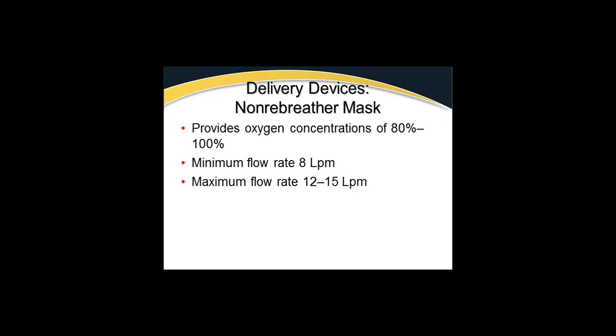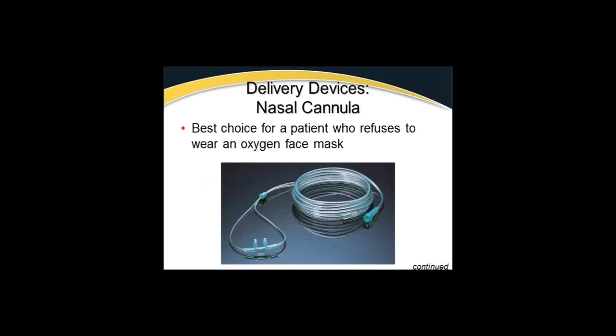At 15 liters a minute, you're going to run through a small D tank. If you started with a full one, you're going to run through that in all of about 20 minutes. So that's a way to conserve a little bit.